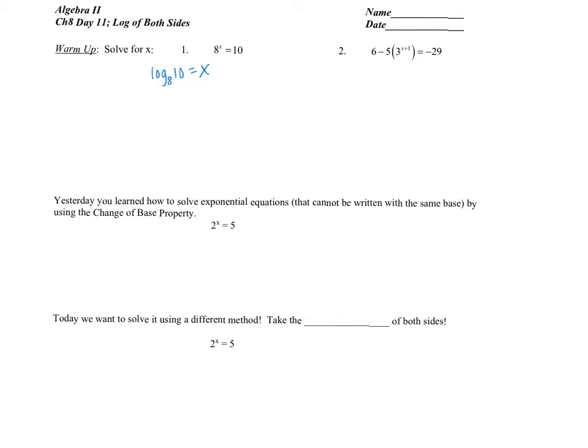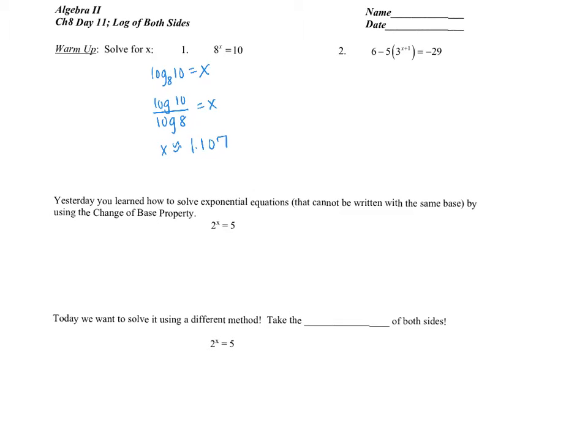And remember from the lesson right before this, you learned about the change of base property. So we can say log 10 divided by log of 8 equals x. You can put that in your calculator and you get that x is approximately 1.107. So if you were to raise 8 to the power of 1.107, you would get 10. So it's always helpful to check your work.